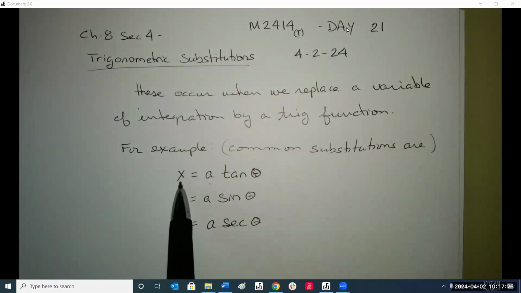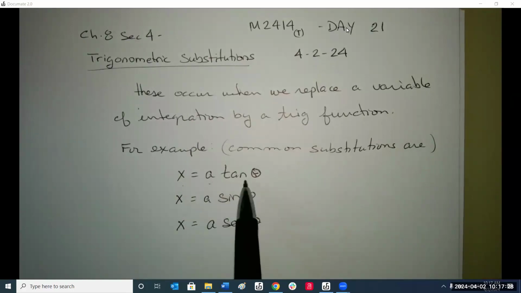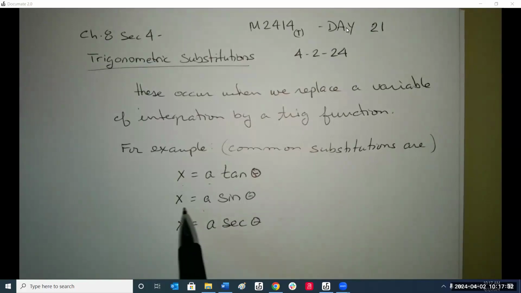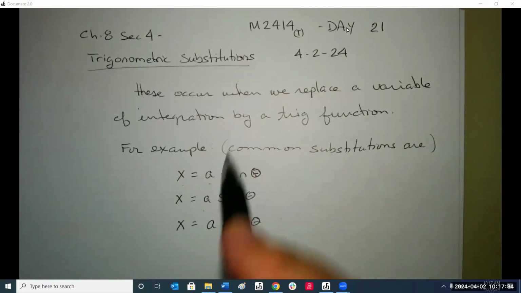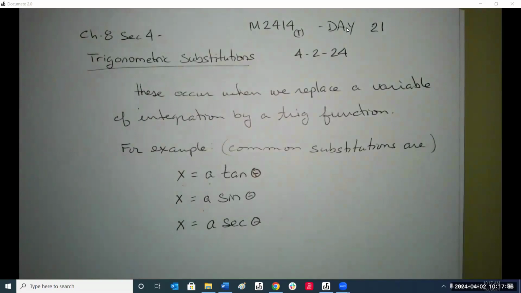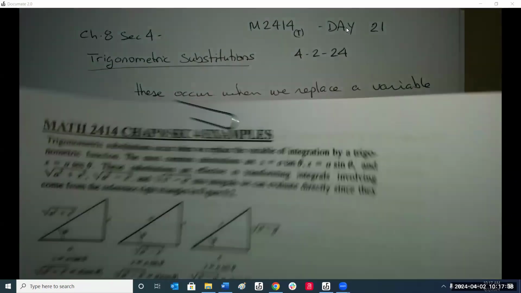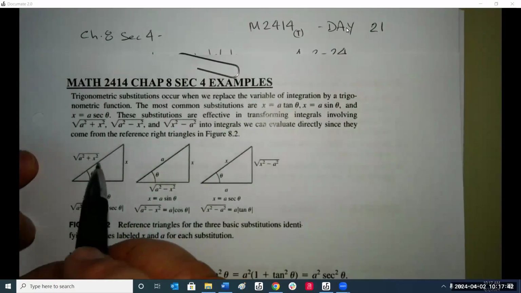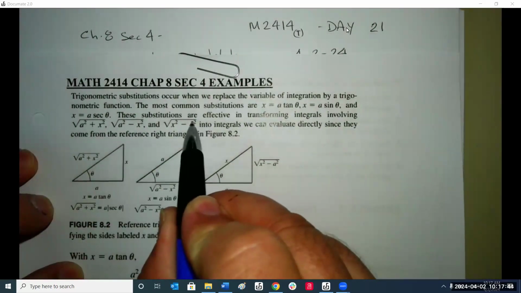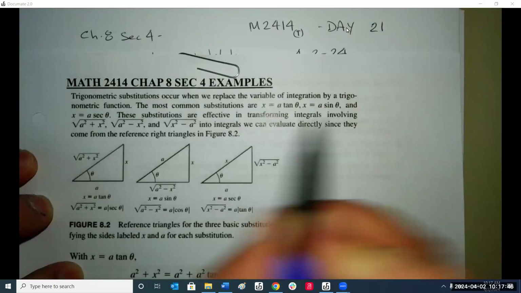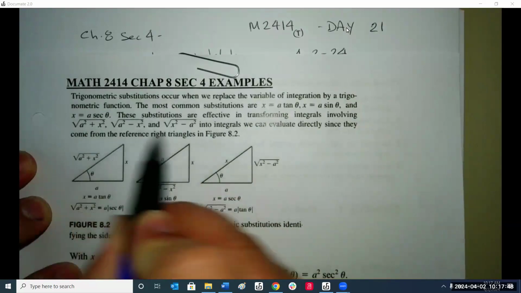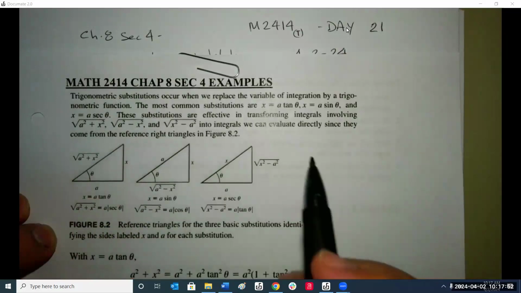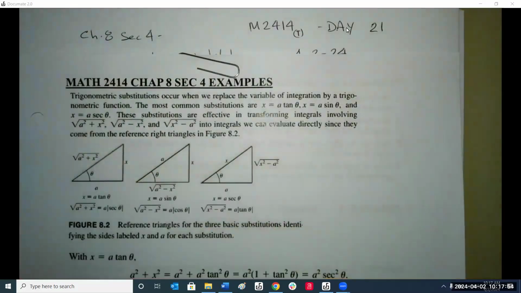So for example, instead of x, we could use a times tangent of the angle theta, or x equals a sine theta. These are the most common ones. And what these relate to is in the example sheet I gave you all. These substitutions are effective in transforming these types of integrals into these types of functions. And that's what we're going to look at.